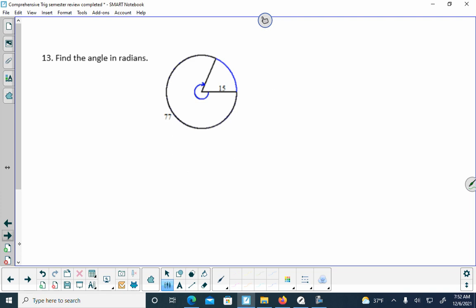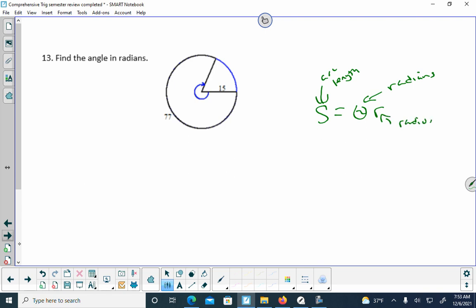Okay, the next one says find the angle in radians. So this is where you're going to use that formula. S is equal to theta times r. Remember, this is your angle, and it has to be in radians. This stands for your arc length, and this stands for your radius.